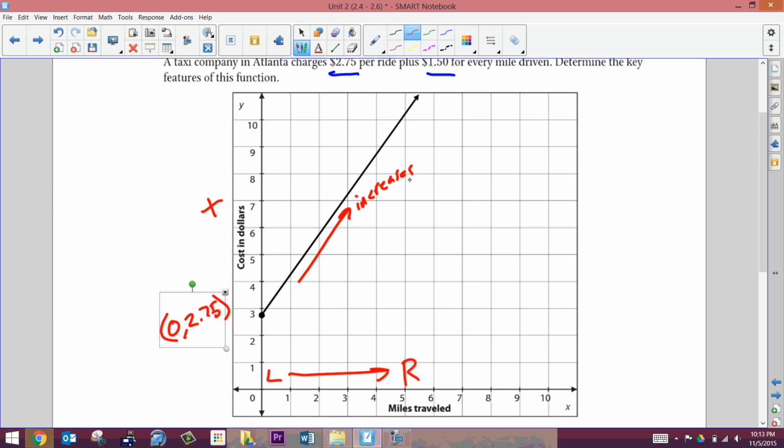Okay. We have a minimum value. What's the lowest the cab will pay? Well, $2.75. Where does it happen? At 0 miles. Okay, so notice I'm kind of phrasing my language.